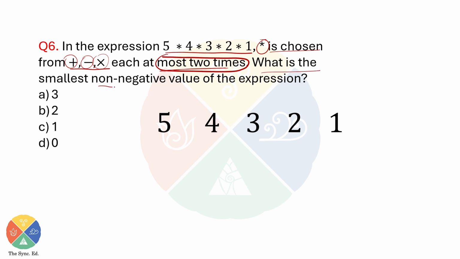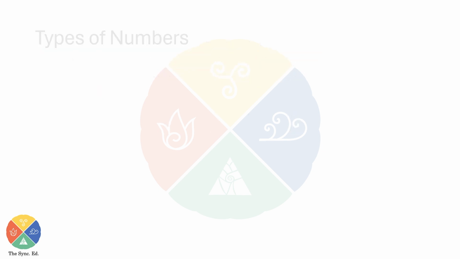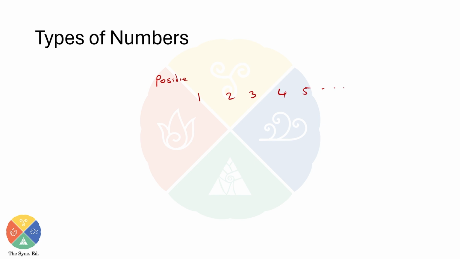What is the smallest non-negative value? Here the problem is that they use a term like non-negative. We have to understand numbers in a little more depth to handle this scenario. So let's see the types of numbers. Basically, numbers can be categorized into 3 parts. Number 1, the positive numbers. Positive numbers means 1, 2, 3, 4, 5, and also the numbers between, like 0.5, 0.25, 1.5. All the numbers which are above 0 are known as positive numbers.